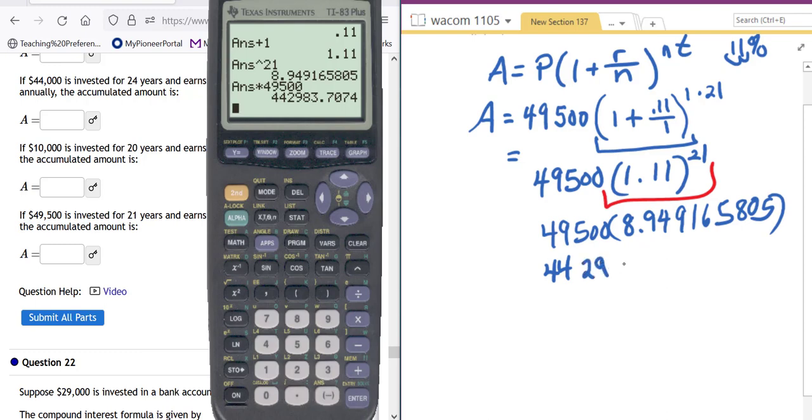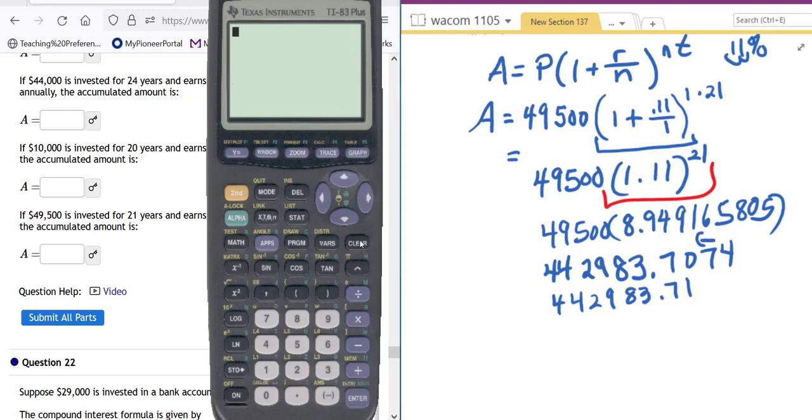4429... And this doesn't look right. 442983. Okay, it's okay. I was thinking it's smaller than that, but no, it has an extra digit there. 7074. Okay, here's your pennies place. The 7 is going to push us up. So 442983.71.